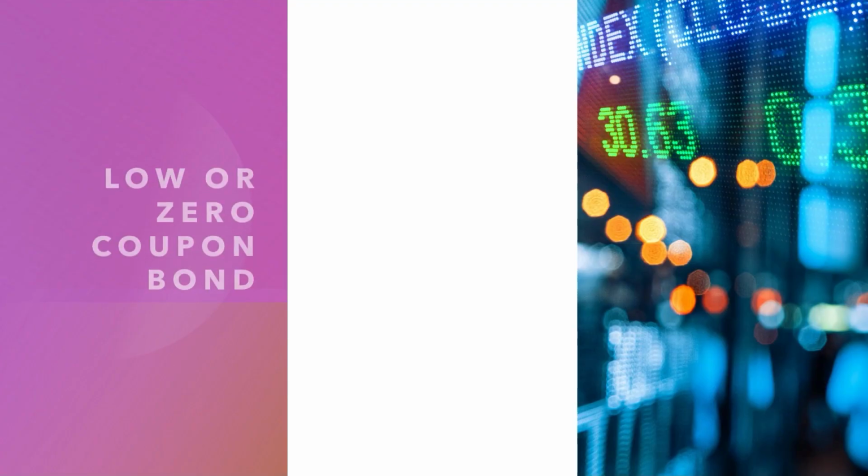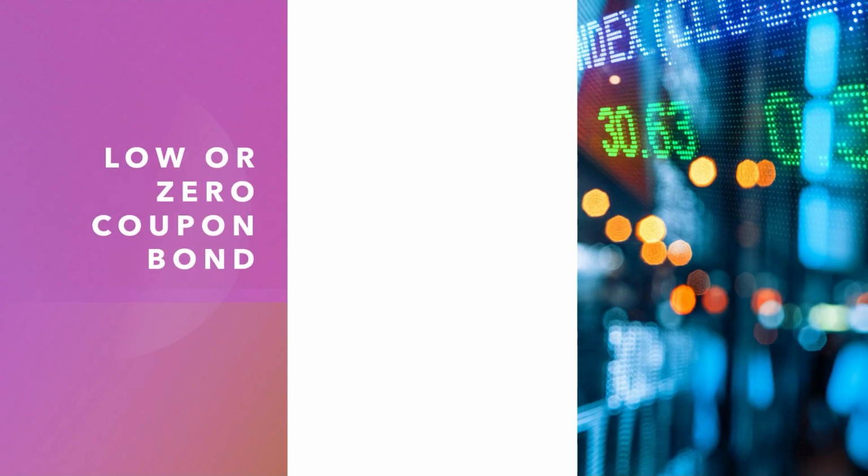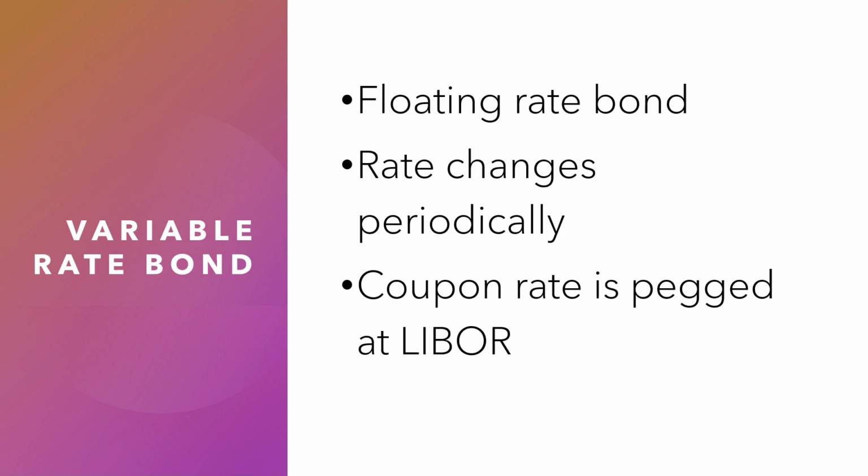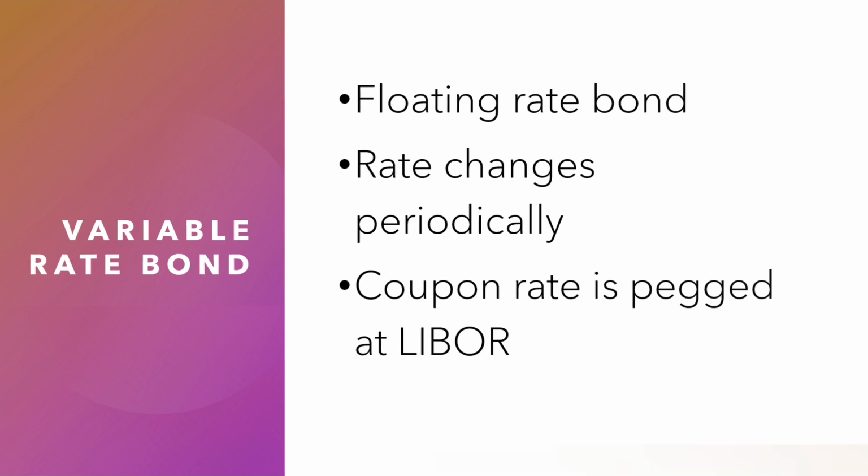The fifth characteristic is the low and zero coupon bond. Low or zero coupon bonds are long-term debt securities that are issued at a deep discount from par value. They are essentially invested in for tax-exempt purposes. The sixth characteristic is a variable rate bond. It is also called a floating rate bond. The interest rate of these bonds changes periodically. The coupon rate is usually pegged at LIBOR, or the London Interbank Offered Rate.